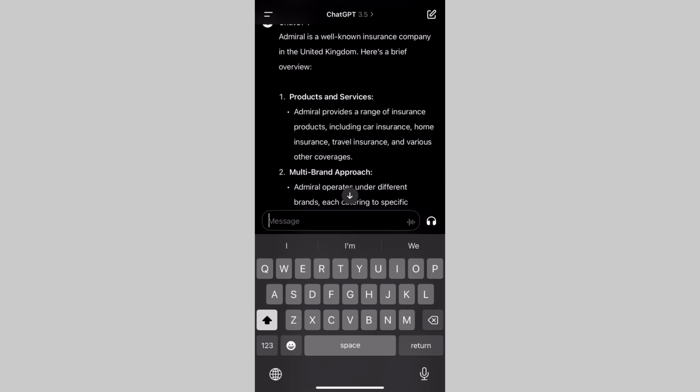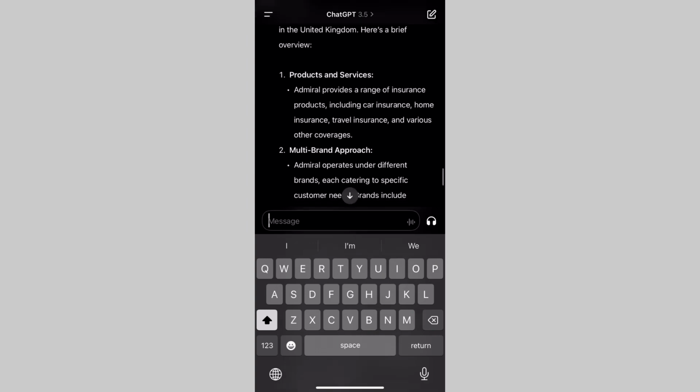Admiral provides a range of insurance products, including car insurance, home insurance, and travel insurance, and various other coverage.